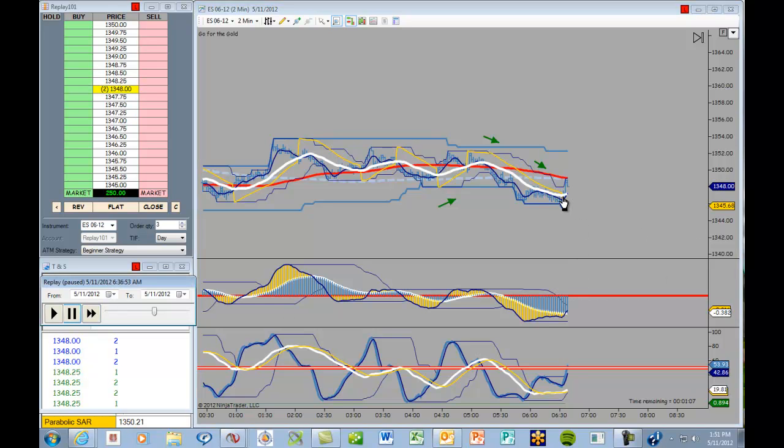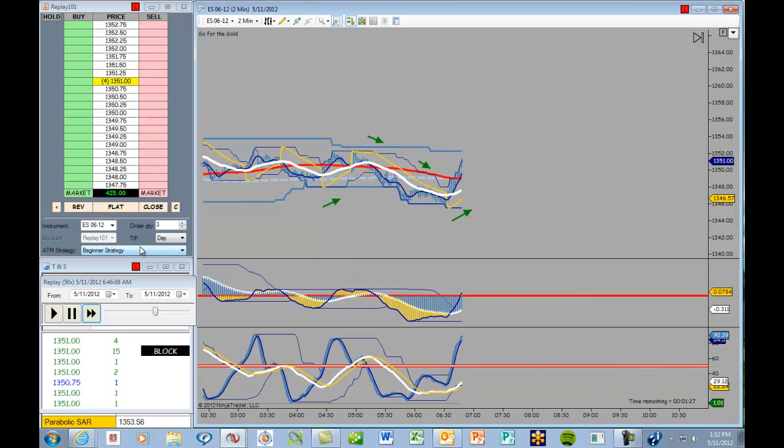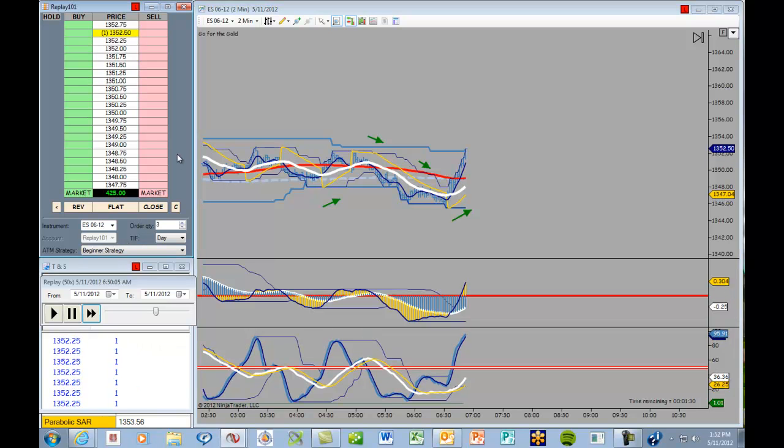Now we've got things going back in the opposite direction. So let's get long. Well, that was a quick couple of targets there.